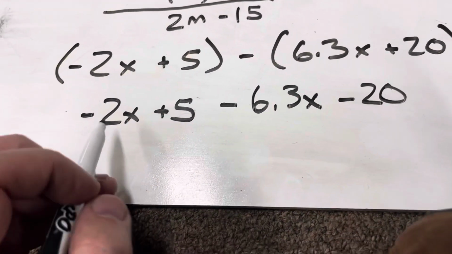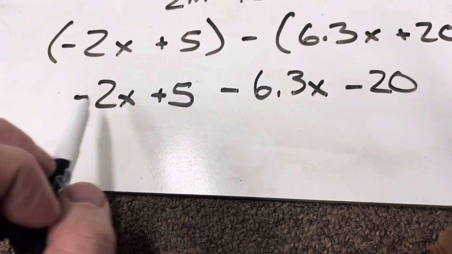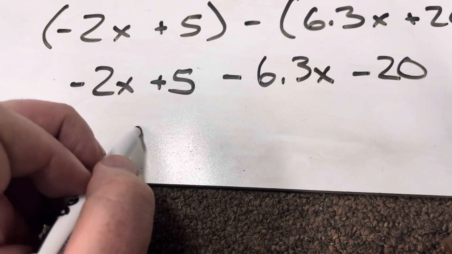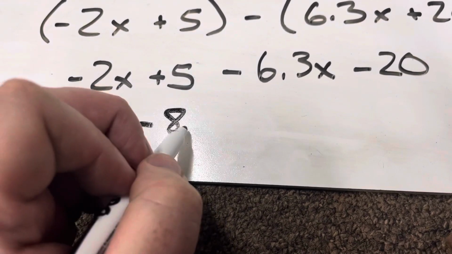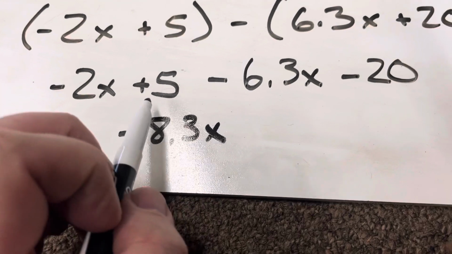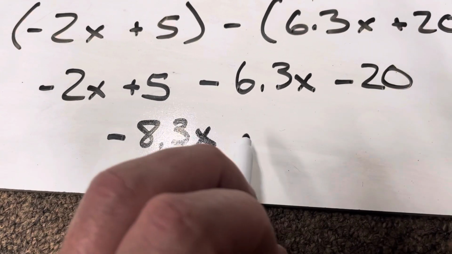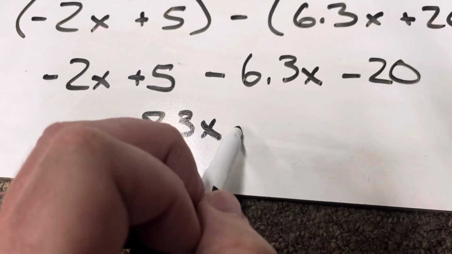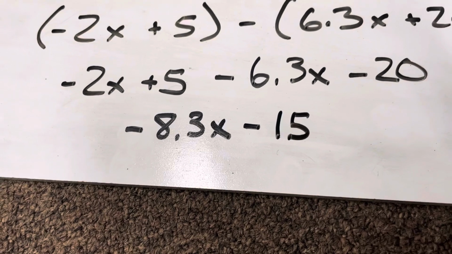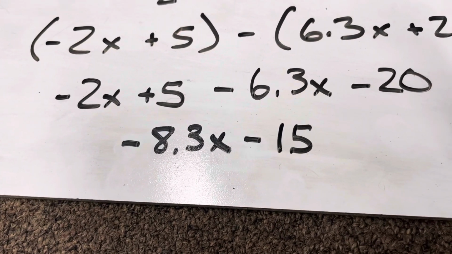Now when I combine a negative 2 minus 6.3, it's like I'm just adding these two numbers together and I'm getting a bigger negative. That's going to be negative 8.3x. Then I have a positive 5 and a negative 20. When I combine that, 5 minus 20, minus 15. And I end up with negative 8.3x minus 15.